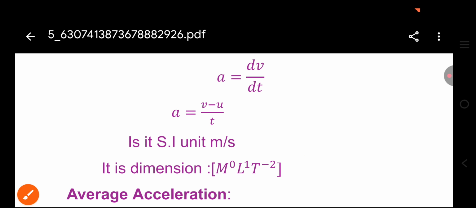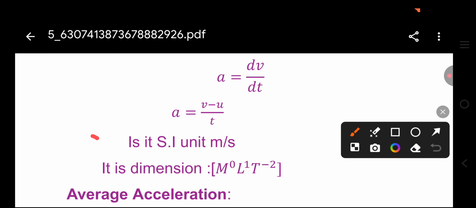Then its SI unit is meter per second square. That is, SI unit is meter per second square, and its dimension formula is M0 L1 T minus 2. This is the dimension formula for acceleration.